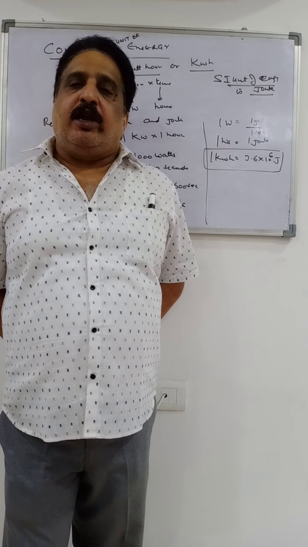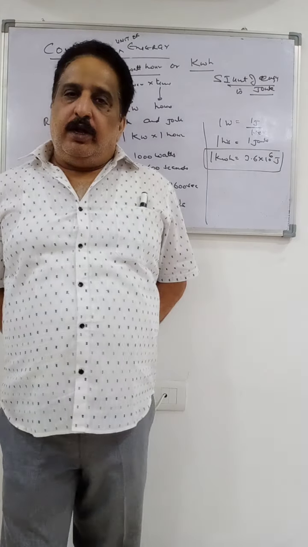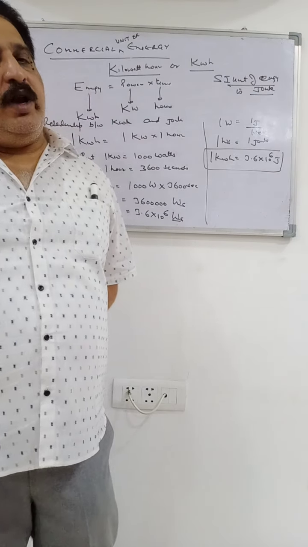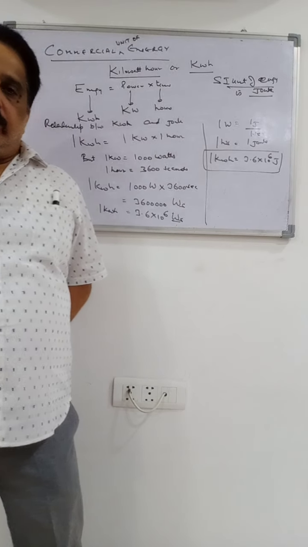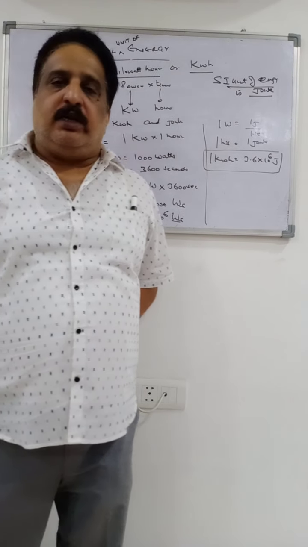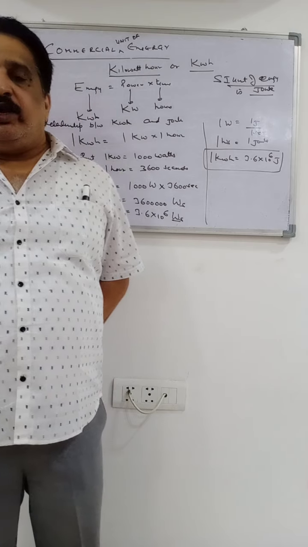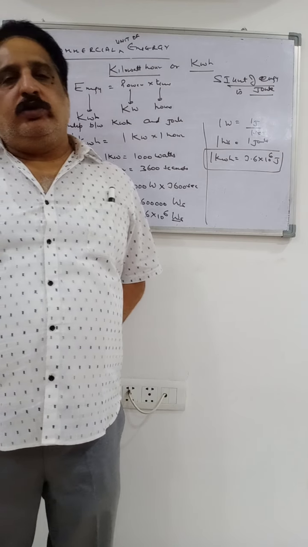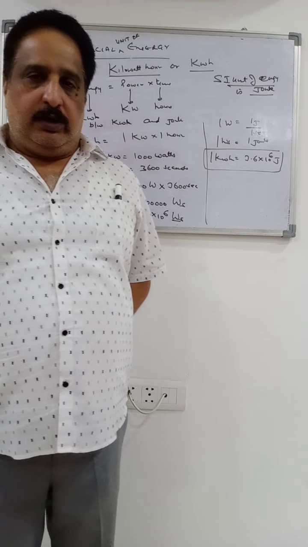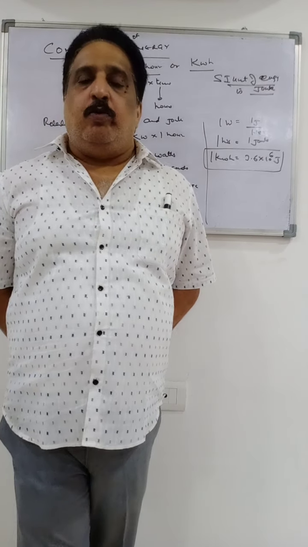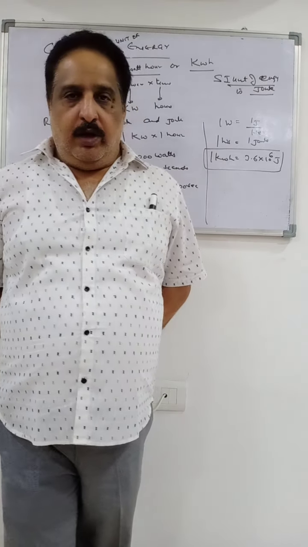This derivation can come in the exams. How do you do it? 1 kilowatt hour is equal to 1 kilowatt into 1 hour. 1 kilowatt is 1000 watts. 1 hour is 3600 seconds. So 1 kilowatt hour is equal to 1000 into 3600, that is 3.6 into 10 raised to power 6 joules. Now to the numericals on energy.